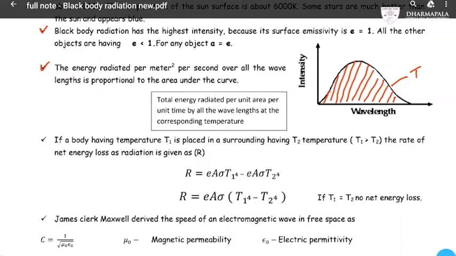But if you take a point on this curve, that indicates not the total energy. For this particular wavelength, it indicates the intensity emitted by the black body. All these points represent, for a particular wavelength, the intensity emitted by the black body. But the area under the curve gives the total radiation energy emitted by that black body for that particular temperature.